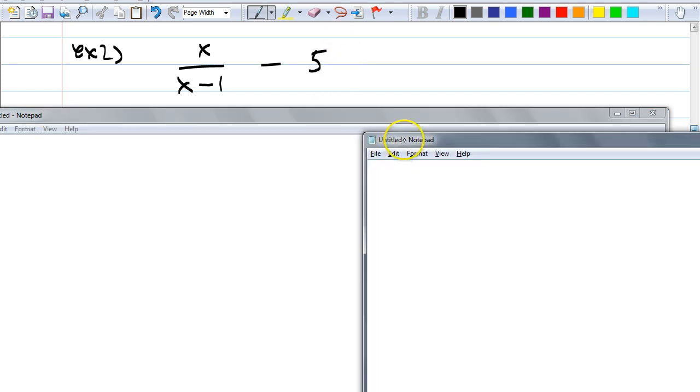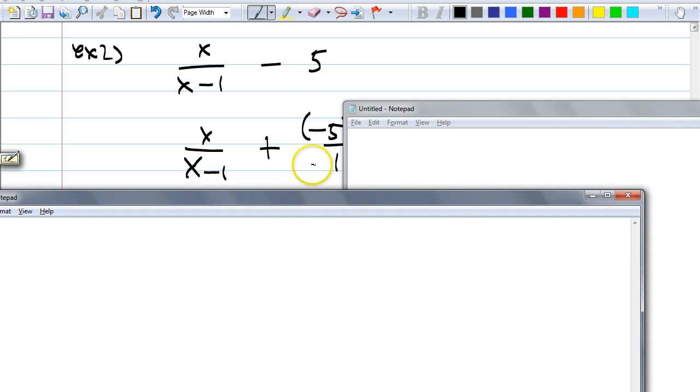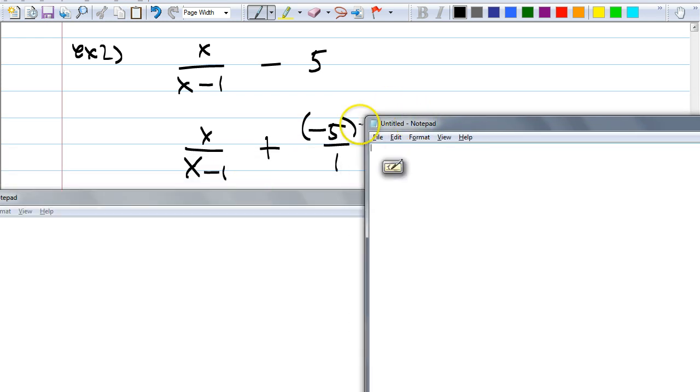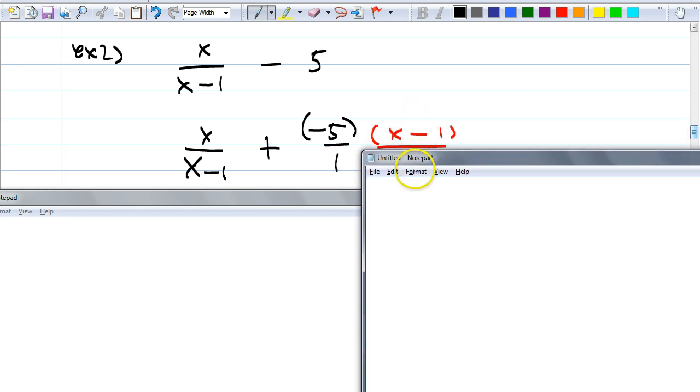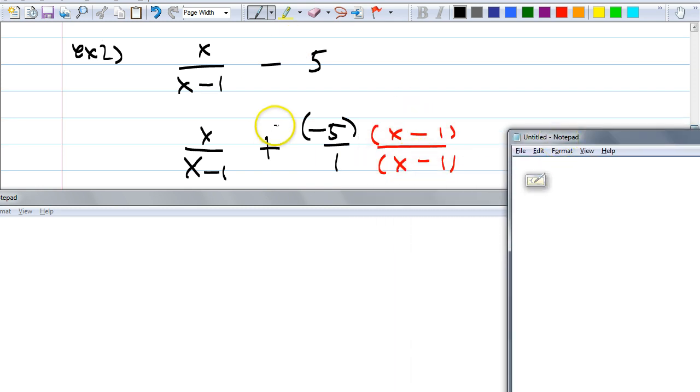Let me show you. So I changed it to addition, right? What do I need to multiply top and bottom of this negative 5 over 1 by? Because it's subtraction. Yeah, x minus 1 over x minus 1. Does that make sense? And do you see how I change everything to addition, guys? Because I don't want to make silly mistakes.